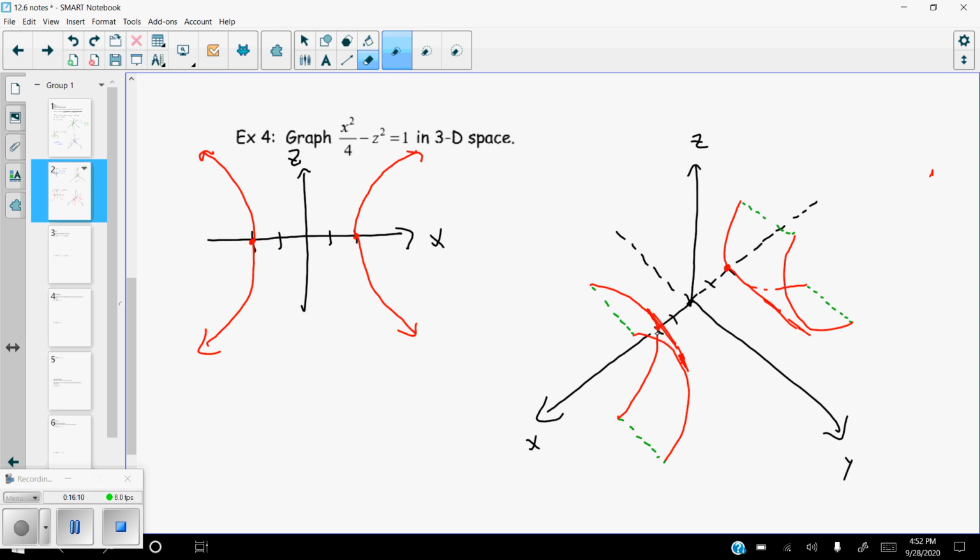And again, they go infinitely in the y direction, so I could have gone into the negative y direction as well. Could have gone more into the positive y direction as well. And obviously the hyperbolic shapes go on infinitely in the x direction and the z direction, up and down. So again, this one here is called a hyperbolic cylinder.